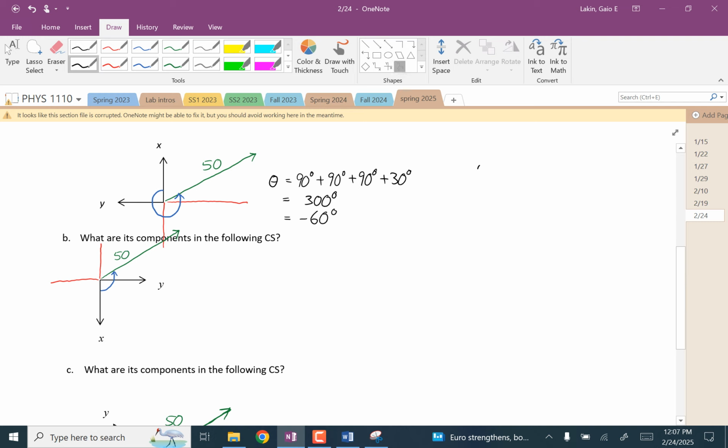So now we'll go 50 times the cosine of 300, 50 times the sine of 300, and let's see, that would be 25, negative 43.3.